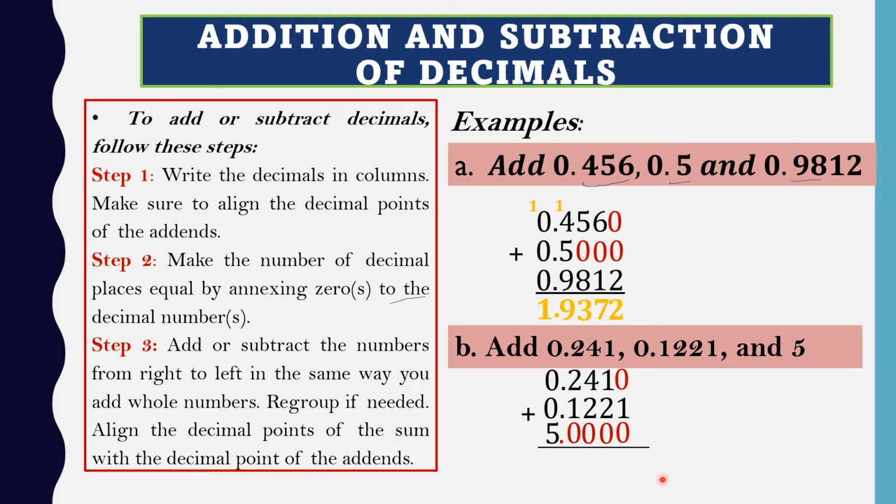After that, we can add from right to left. So we have 1, and then 1 plus 2 is equal to 3, 4 plus 2 is equal to 6, 2 plus 1 is equal to 3, and then 0 plus 0 plus 5 is equal to 5. The decimal point will be here. So the final answer is 5.3631, or we read that as 5 and 3,631 10,000ths.